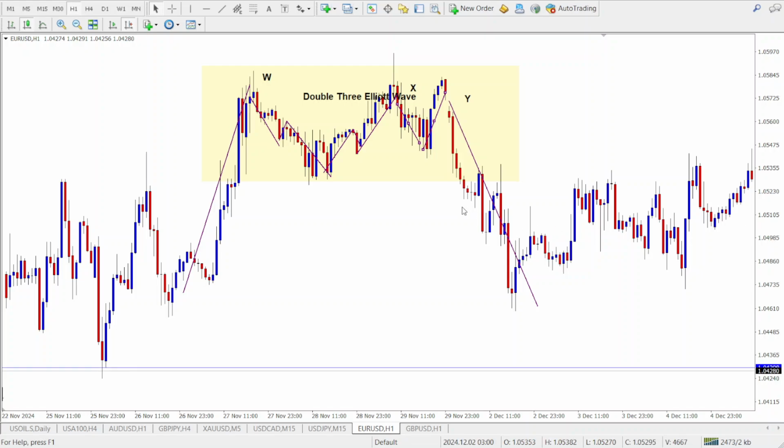All right, so that is it for this breakdown of the double three Elliott wave. I hope this helps you better understand how to use this powerful pattern in your forex trading.